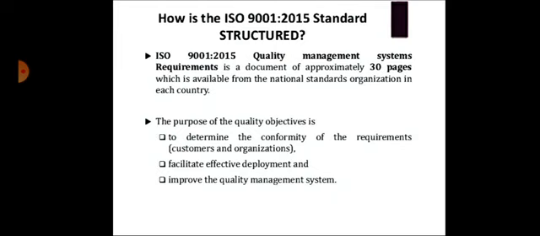How is the ISO 9001:2015 standard structured? ISO 9001 issued in 2015, quality management systems requirements, is a document of approximately 30 pages which is available from the National Standards Organization in each country. The purpose of the quality objective is to determine the conformity of the requirements of customers and organizations. This is to facilitate effective deployment and improve the quality management system.